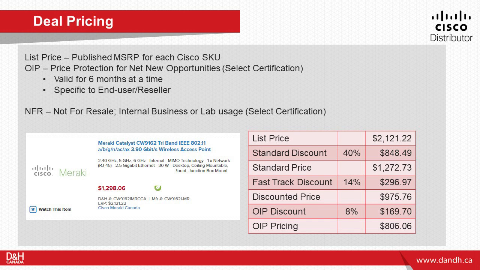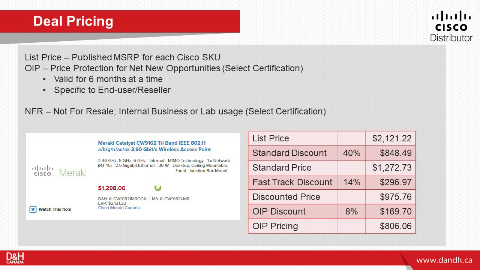Now let's see the actual impact of OIP, how it all plays out. So let's go back to the previous example. You have the list price of $2,122. And with fast track discount, as we established, your cost is $975.76. Now the thing is, anyone and everyone that goes to dnh.ca will have access to those discounts. So there's no competitive edge.